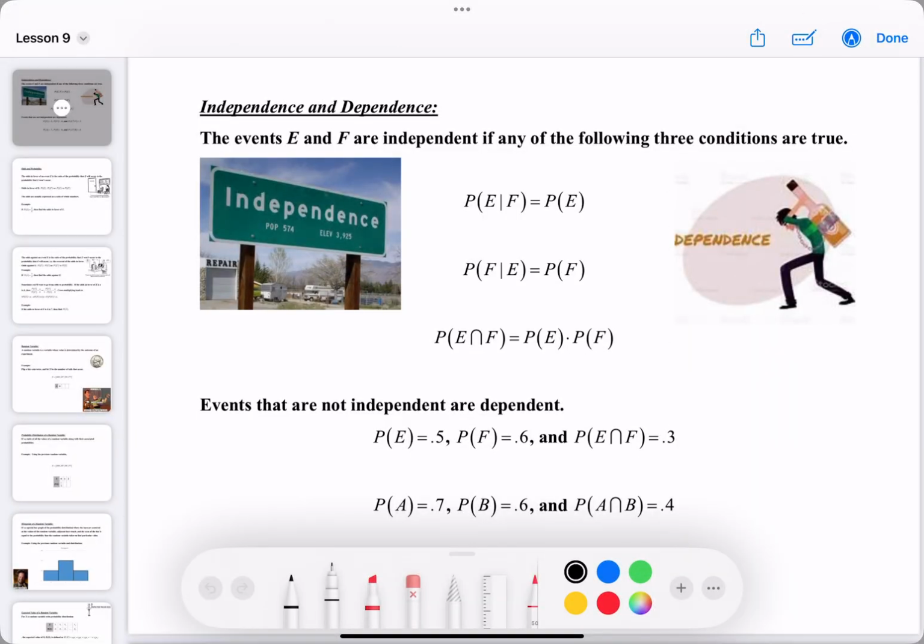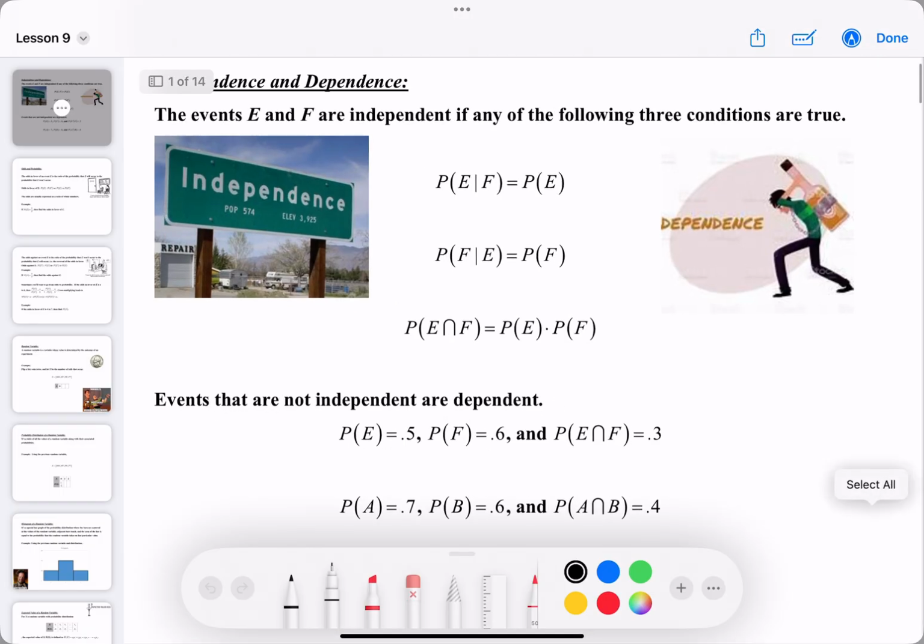Hello everyone. In this video, let's learn independence and dependence of events, their probabilities, and random variables. First, independence and dependence. The events E and F are independent if any of the following three conditions are true.